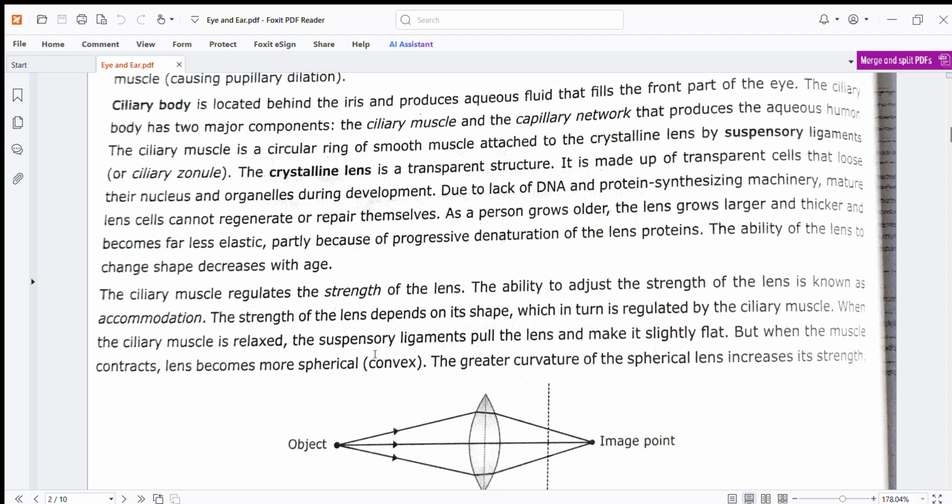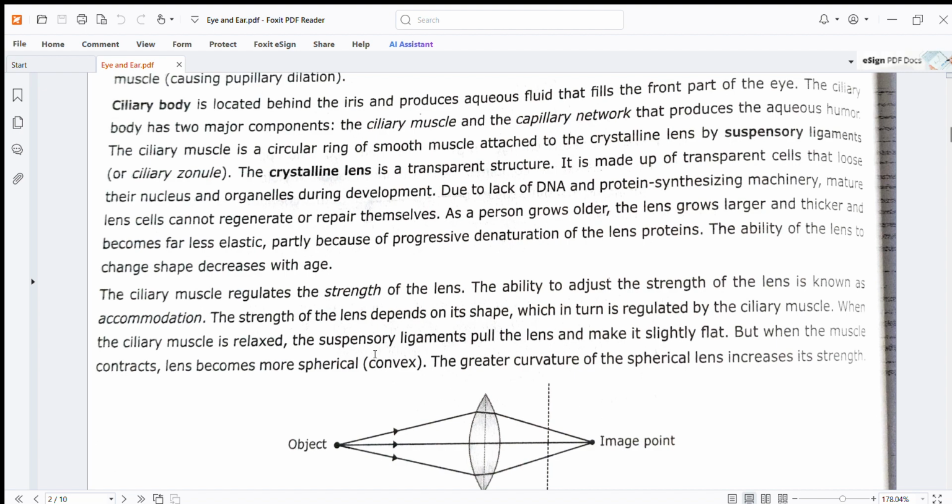As a person grows older, the lens grows larger and thicker and becomes far less elastic, partly because of progressive denaturation of the lens protein. The ability of the lens to change shape decreases with age. The ciliary muscles regulate the strength of the lens. The ability to adjust the strength of the lens is known as accommodation.